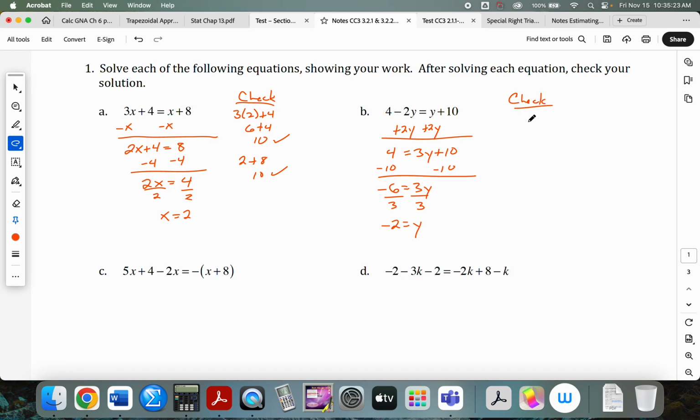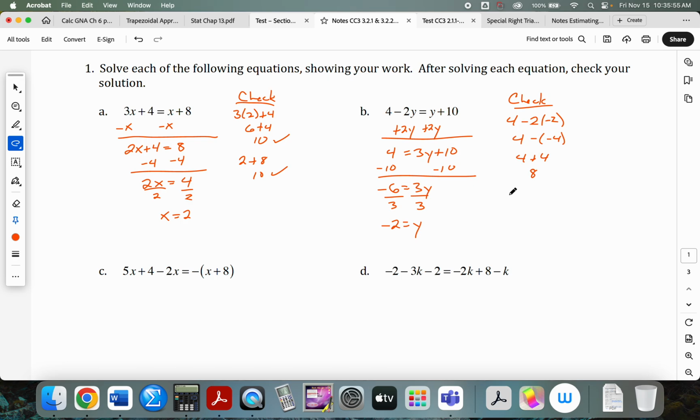Let's check this. On the left side, it's 4 minus 2 times negative 2. That's 4 minus 2 times negative 2 is negative 4. And what's 4 minus negative 4? 8. It's 8 because what's minus negative 4 the same thing as? Adding 4. This is 4 plus 4 is 8.